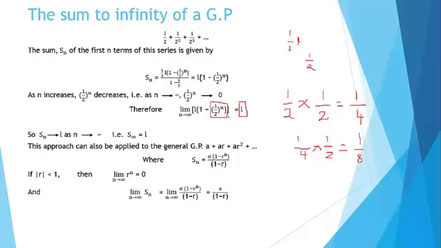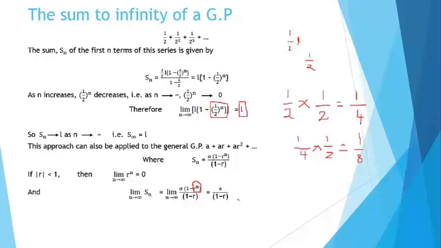And limit of Sn where n tends to infinity equals limit of a times bracket 1 take away r to the power n over 1 take away r where n tends to infinity equals a over 1 take away r. So that is because r to the power n goes to 0 as modulus of r is less than 1.